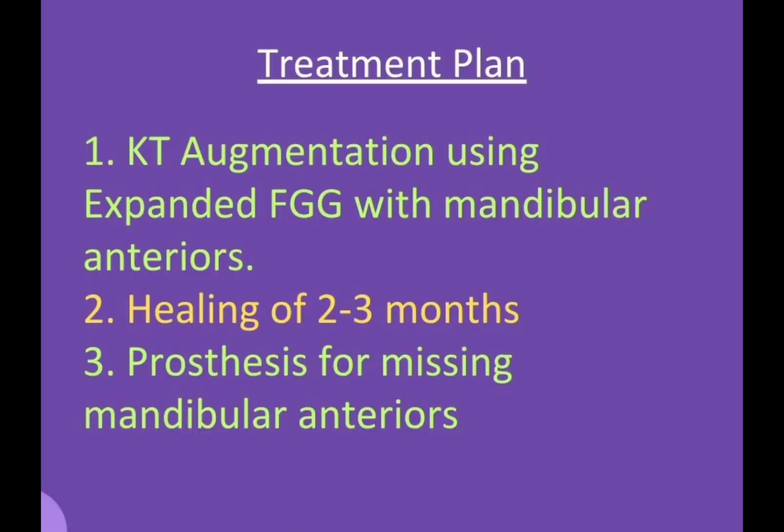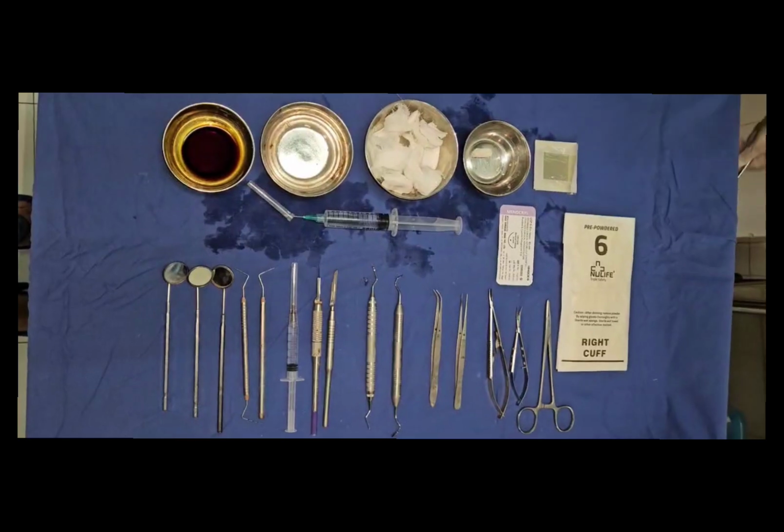The final treatment plan includes keratinized tissue augmentation using a meshed expanded free gingival graft for the mandibular anteriors, waiting for healing for 2 to 3 months, and then going for the prosthesis for the missing mandibular anteriors.